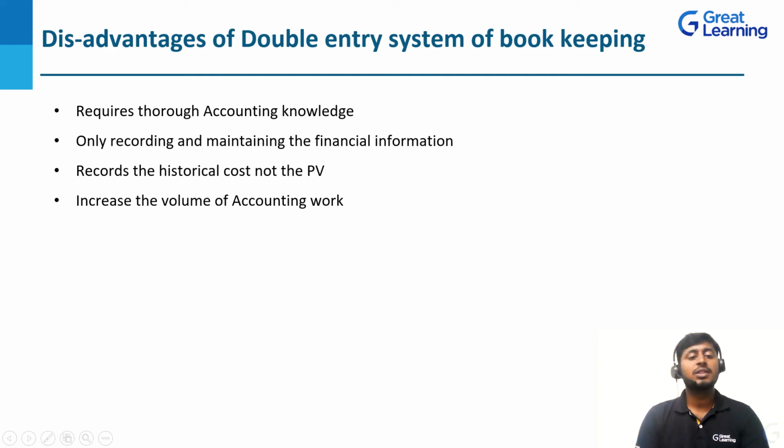Next, records the historical cost, not the present value or PV. PV stands for present value. For example, if 1 year before we purchased plant and machinery, they are going to record that plant and machinery at whatever we paid at that time, correct? The same value we maintain in our balance sheet, but we are not going to maintain the present value of the asset. Whatever book value is there, only that book value we maintain.